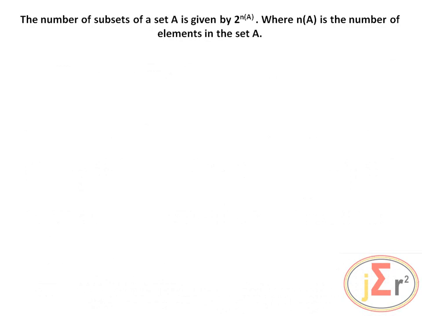The number of subsets of a set A is given by 2 to the power of n(A), and we know what n(A) is already. n(A) is the cardinality of A, which represents the number of elements that are in A.